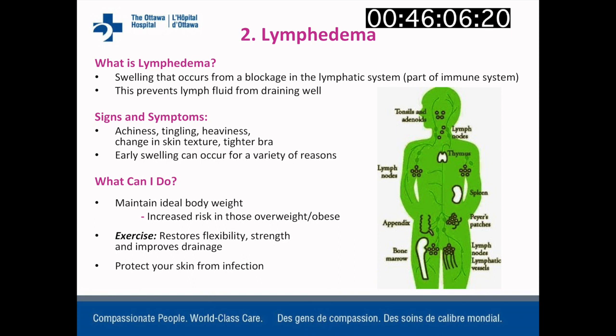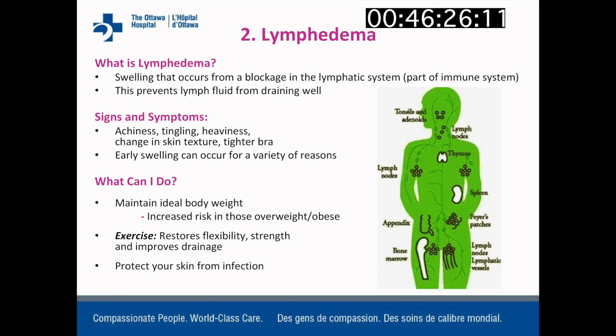When you look at this green diagram, you can see that we have lymph nodes not only in the armpit area where the cancer surgery occurred, but also in many different areas of the body as well. And these lymph nodes are chambers that really fight infection and collect microorganisms.